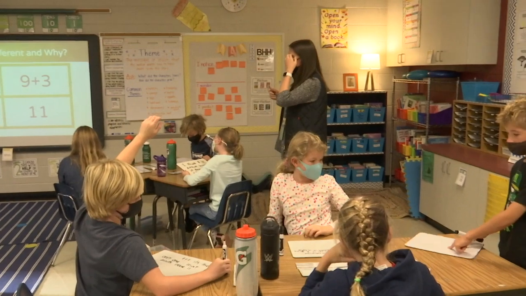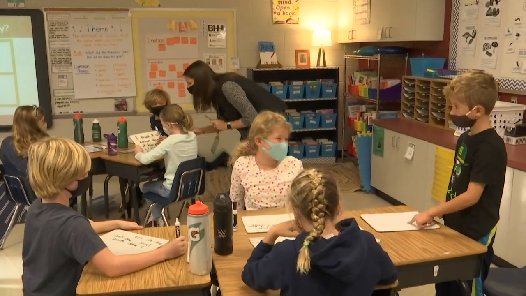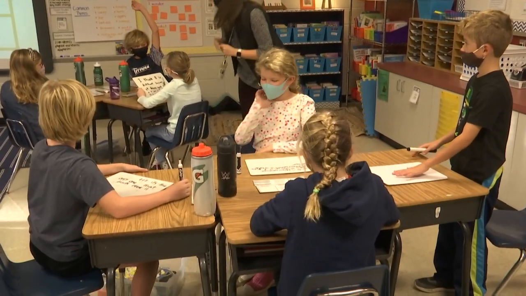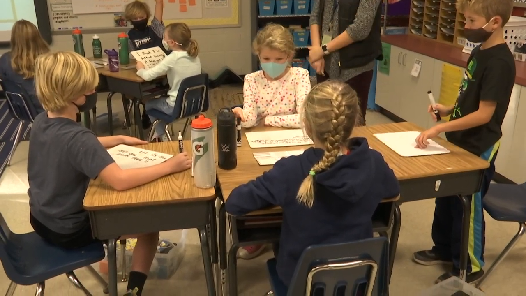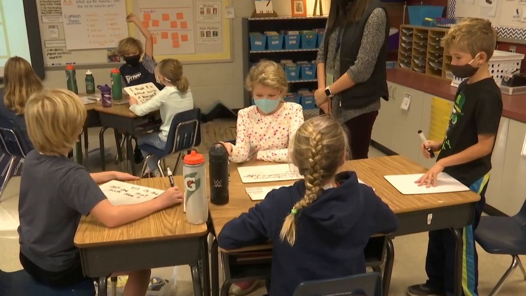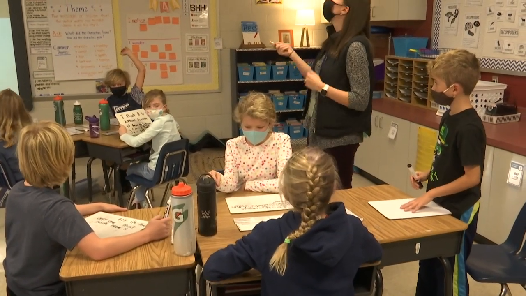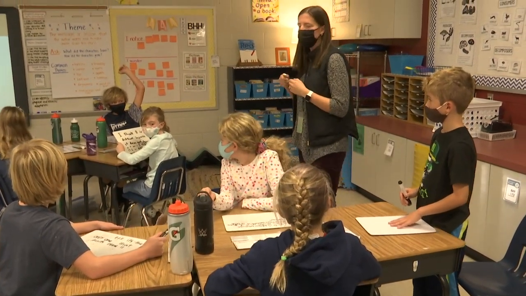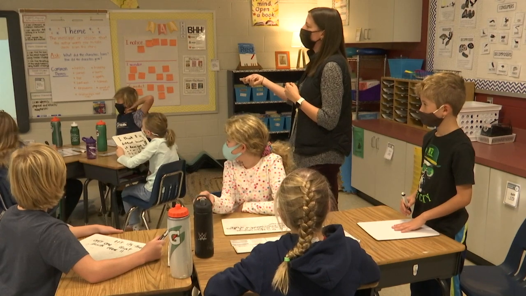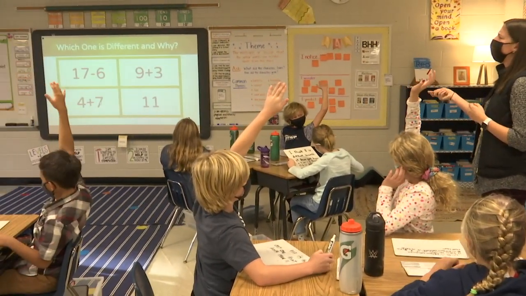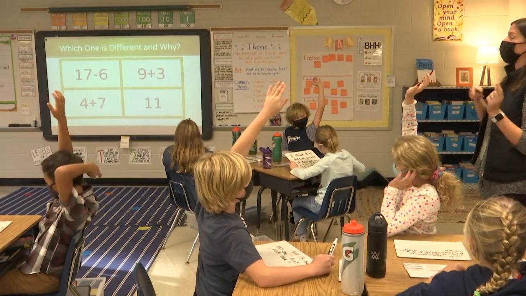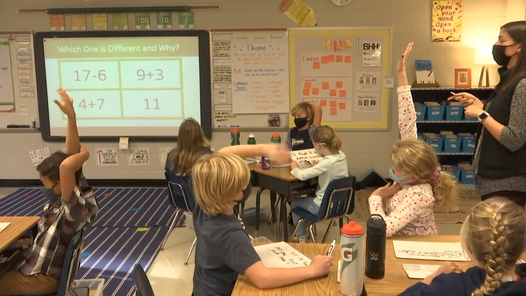Yeah. Check the math on that. 17 minus 6 is different because it's the only one that has a double digit in it. Ooh, which one? 17 minus 6. Ooh, I didn't even think of a way to think of that one. That this one is the only one with a double digit number, a two digit number. Nice, 17 minus 6. Did anyone else say 17 minus 6 but for a different reason? A different reason? Bernie, do you want to share?